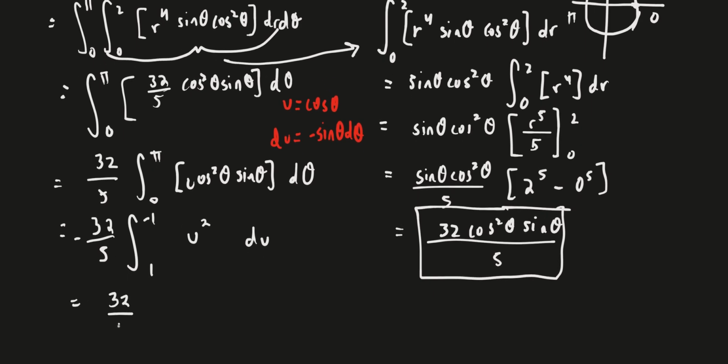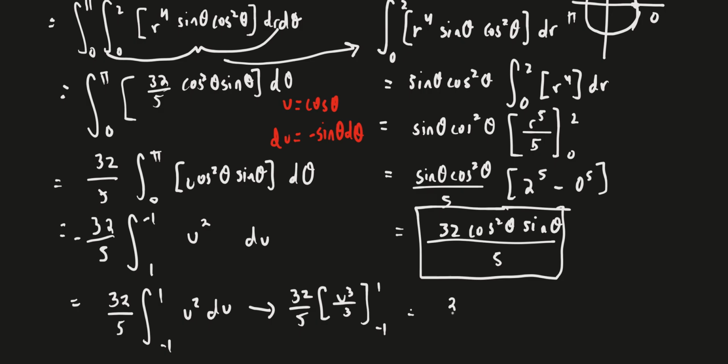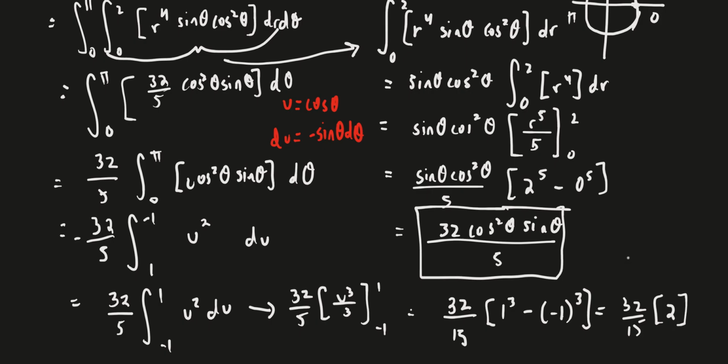So this is 32 over 5, and then the integral from negative 1 to 1 of u squared du, and then this becomes, I'll try to speed it up here, 32 over 5 times u cubed over 3, from negative 1 to 1, so that's 32 over 15 times 1 cubed minus negative 1 cubed. 1 cubed is 1, minus negative 1 cubed is negative 1, so it's 1 minus negative 1, which is 2. Okay, so 32 times 2 is 64 over 15.